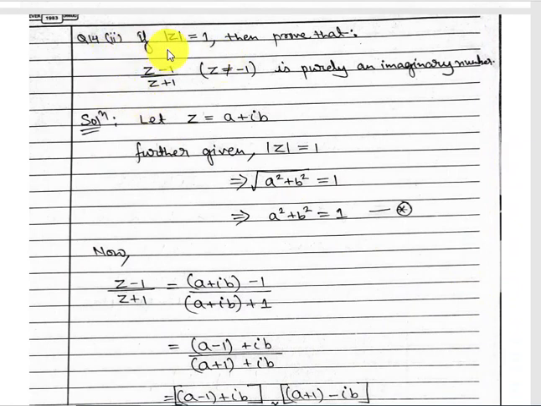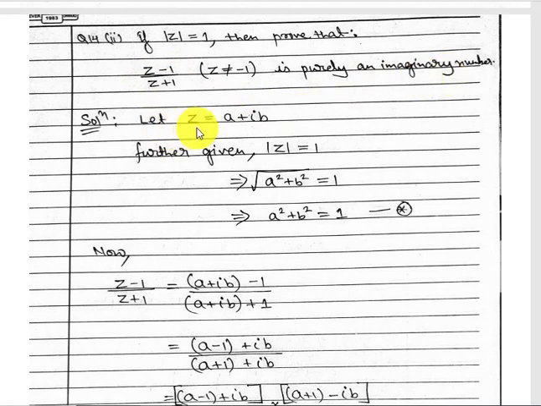Here it is given that the modulus of this complex number z is equal to 1. Then prove that (z minus 1) upon (z plus 1) is purely an imaginary number. So here one piece of information is given to us, and that is modulus of z is equal to 1. And with the help of this information I have to show that (z minus 1) upon (z plus 1) is purely imaginary. So let us see.